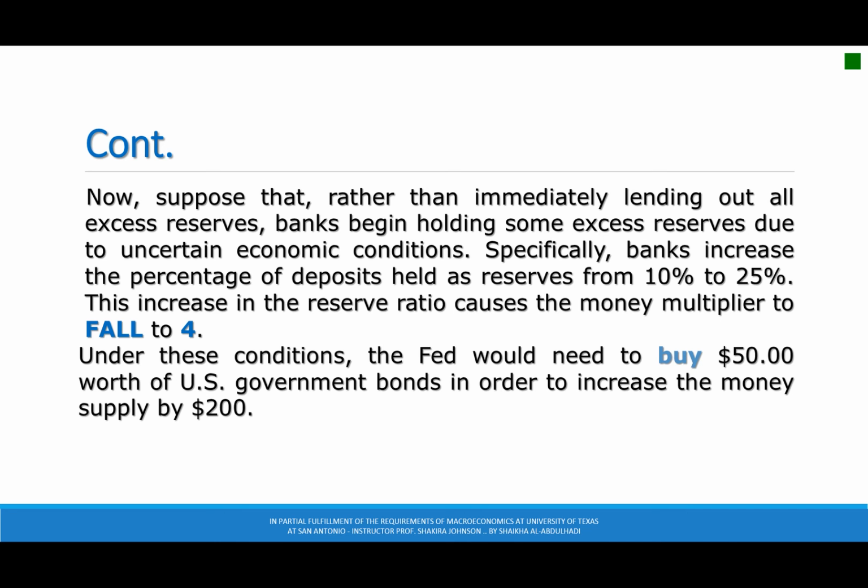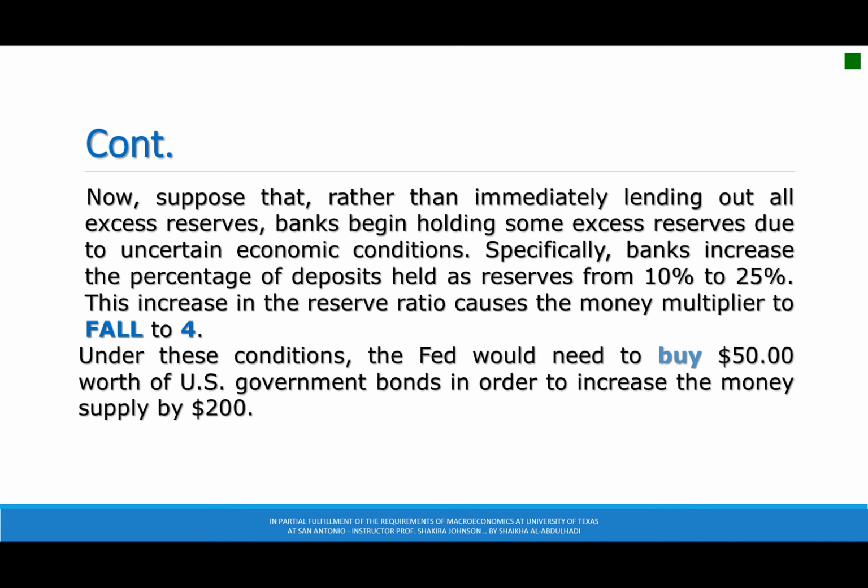Uncertain economic conditions cause banks to hold some excess reserves, increasing the percentage of deposits held as reserves from 10% to 25% and increasing the reserve ratio from 1 over 10 to 1 over 4. The money multiplier falls from 10 to 4, the reciprocal of the new reserve ratio, 1 over 4.